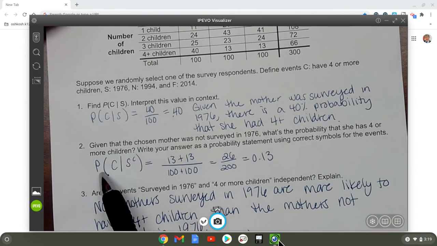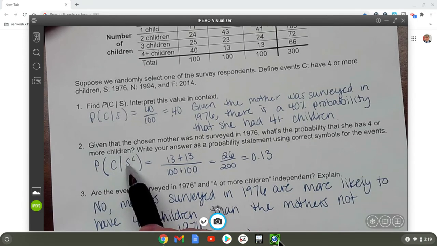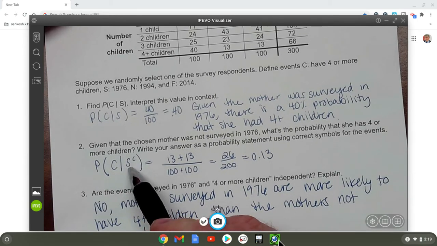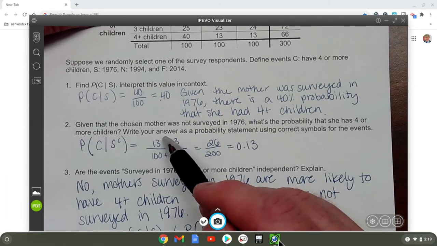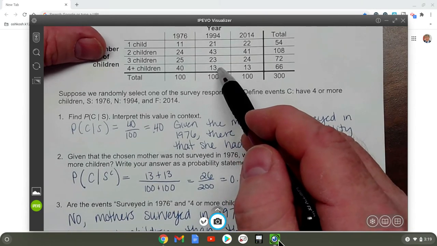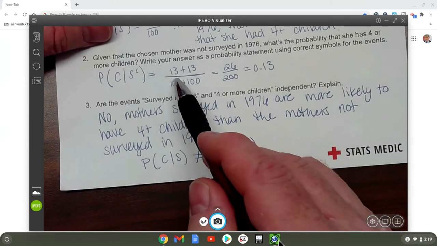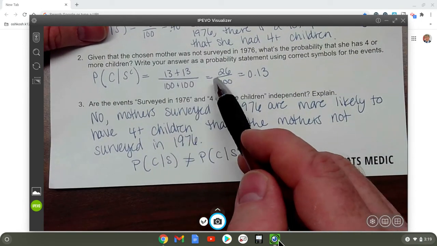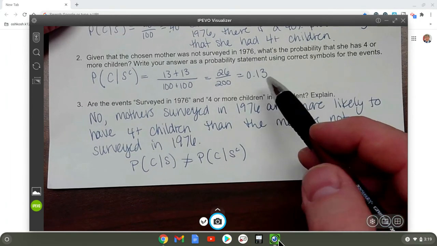Okay, so the probability that she has 4 or more children given the complement of S, so not 1976. So that means either 1994 or 2014. 1994 is 13 right here. And there you go. 2014 is 13 also. 13 out of 100, 13 out of 100. So that's 13 plus 13 or 26 out of 200, which is 13%. Hey, that's a big difference.